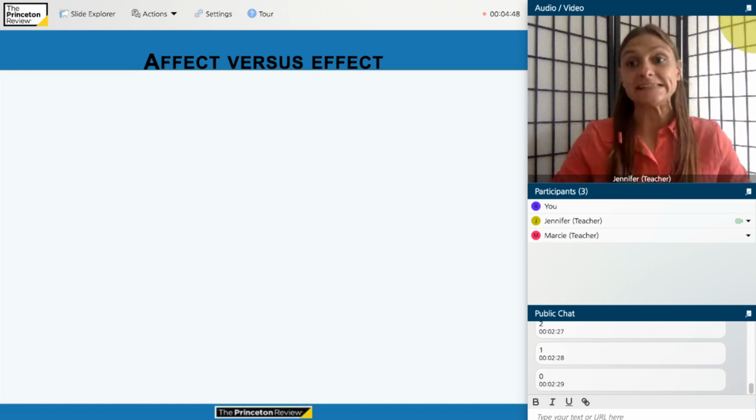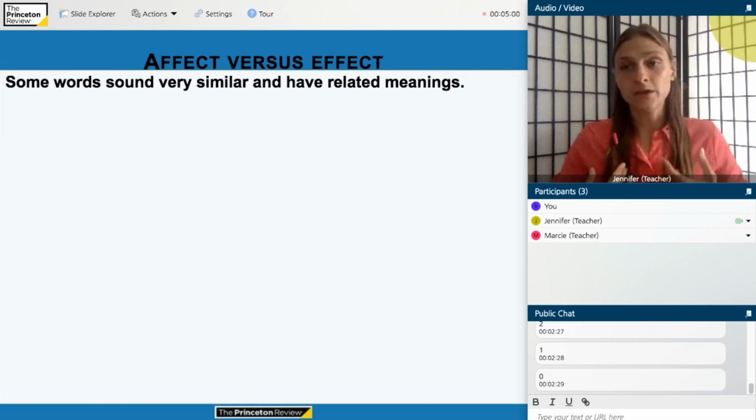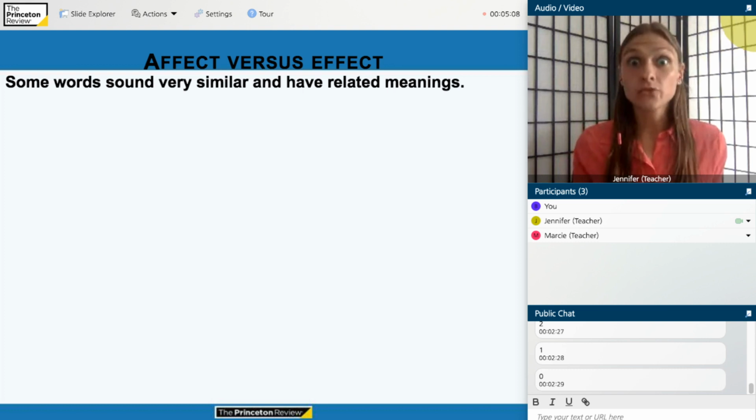Affect versus effect. Realistically, when we're saying these words, we tend to pronounce them the same. Is that going to affect you? Does this affect you? Will it have an effect on me? I say them the same way when I'm speaking, unless I really try to articulate the affect and effect. So it's pretty easy to confuse words that sound so similar. So let's take a look at their actual meanings.